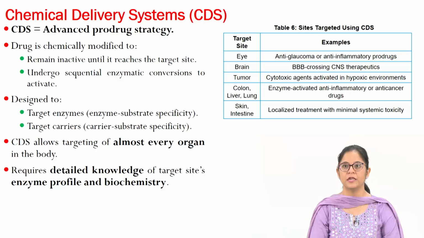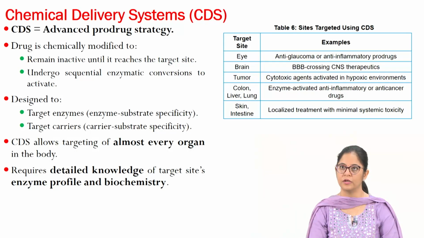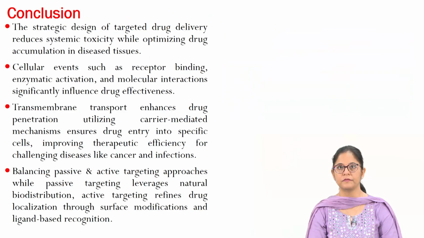This requires a detailed knowledge of the target site, enzyme profiling, as well as biochemistry of that specific target site. Sites which can be targeted using the chemical delivery systems are eye, brain, tumor, colon, liver, lung, skin or intestine, which helps in the targeted delivery to the specific area with minimal toxicity.